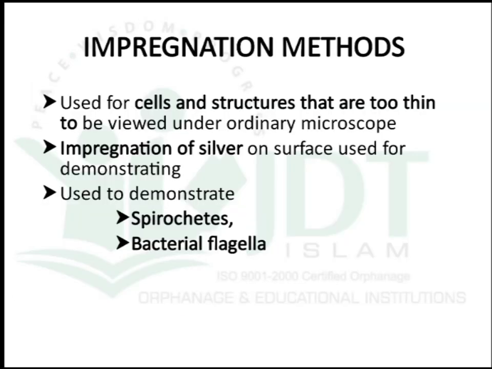Now the impregnation method. This method of staining is used for cells and structures that are too thin to be viewed under the ordinary microscope, so we will impregnate with silver on the surface. It is used to demonstrate spirochetes and bacterial flagella.